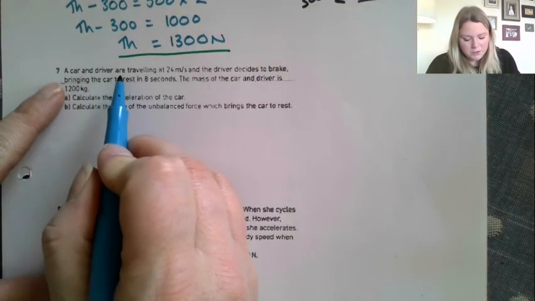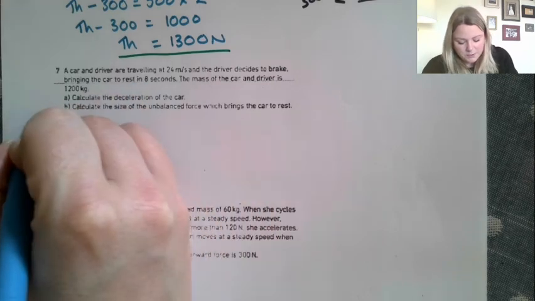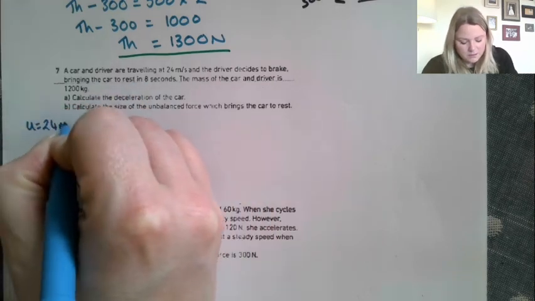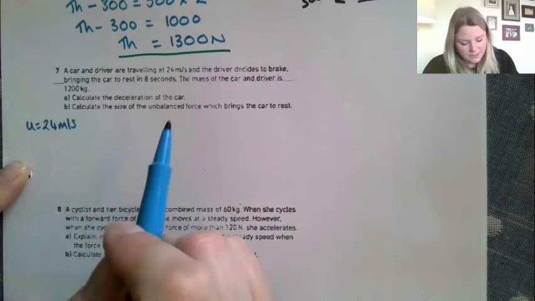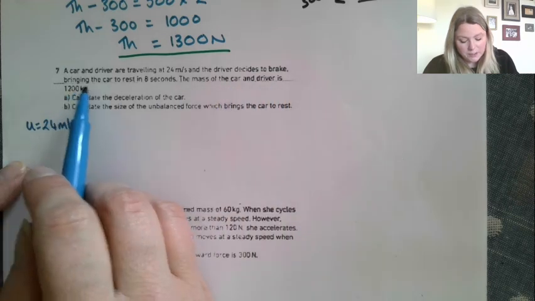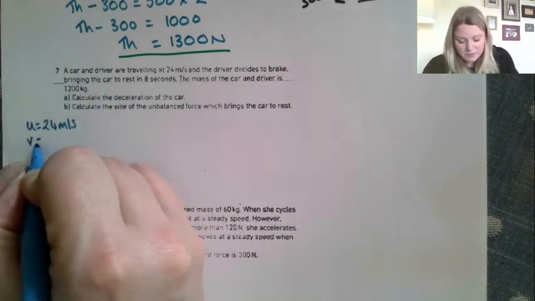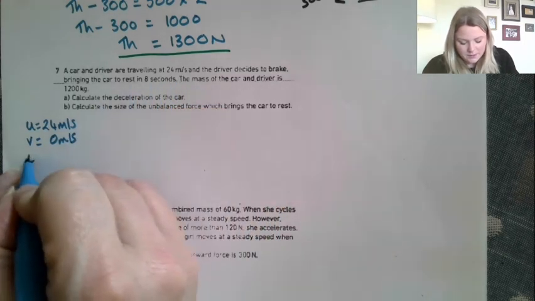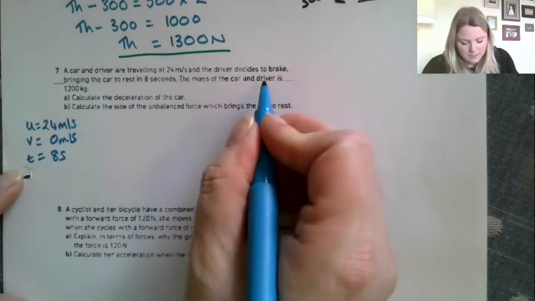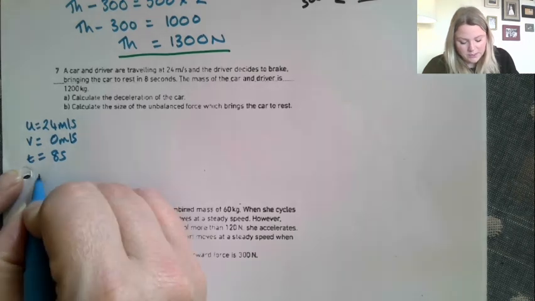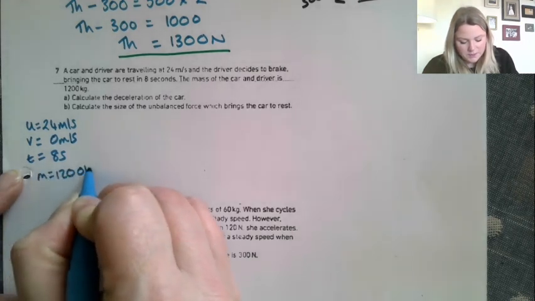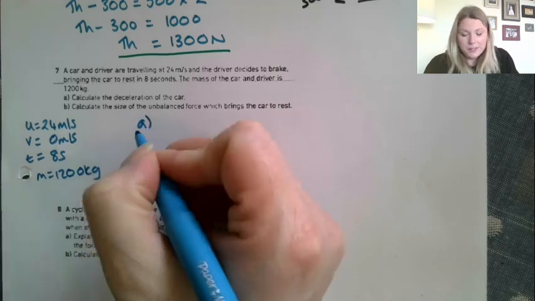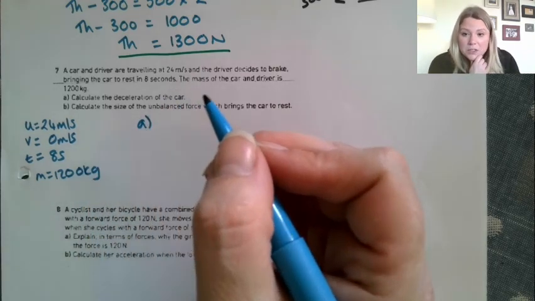Right, let's look at 7. A car and driver are travelling at 24 meters per second. So that's our initial velocity. And the driver decides to brake, bringing the car to rest. So the final velocity v is 0 in 8 seconds. The mass of the car and driver is 1,200 kilograms. For part A, we have to calculate the deceleration of the car.